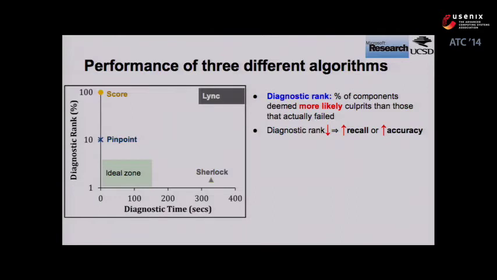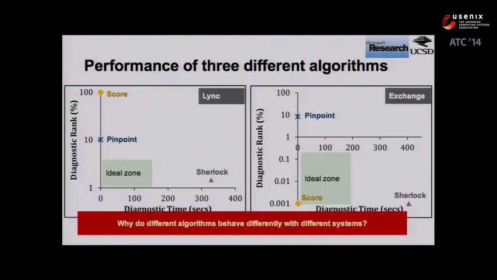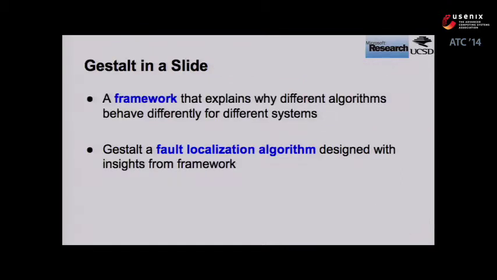And to verify this, we tested these same algorithms with another, very different system, Exchange, that is used for mail delivery. And to our surprise, this time the algorithms performed differently. Score was not only fast, it was extremely accurate. So the question that we asked was, why do different algorithms behave differently with different systems? And this is what our work is about today.